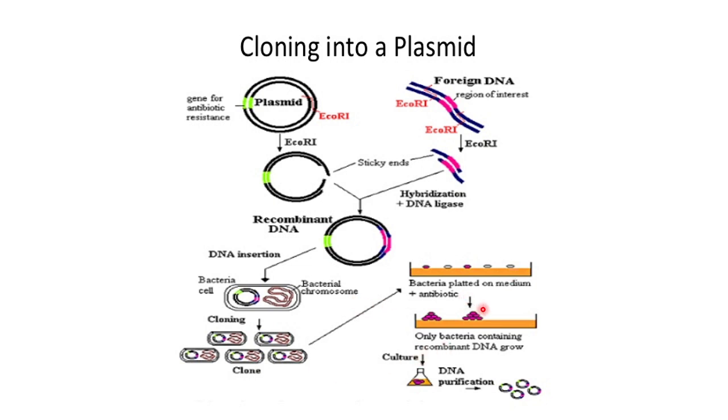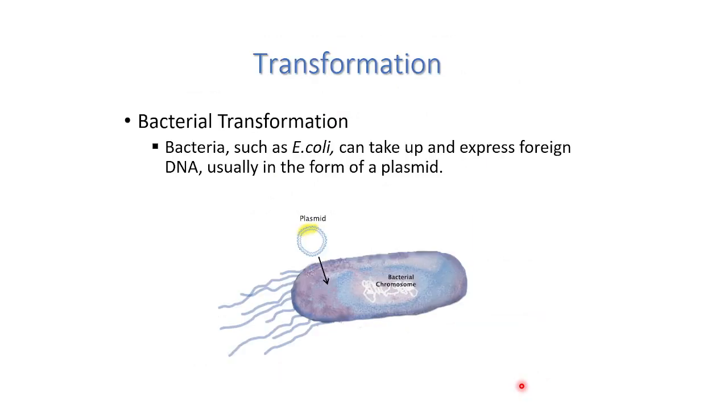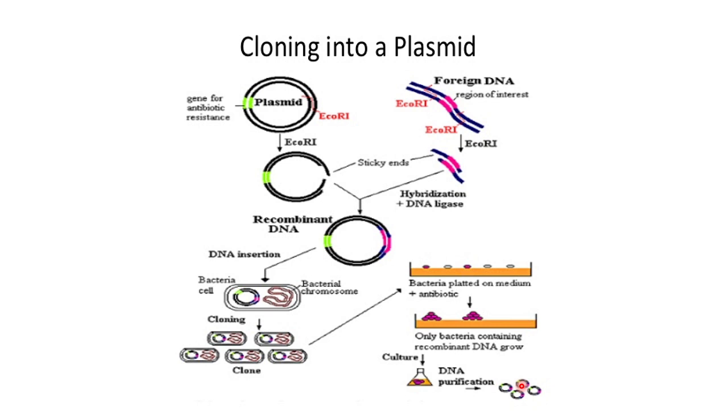Now it is plated on antibiotic plates, and only those bacteria that have taken up this particular plasmid, or are resistant towards the particular antibiotic because of that resistance gene, will grow over here, and this can be used for DNA purification and extraction of plasmid. So this is all about the cloning protocol.